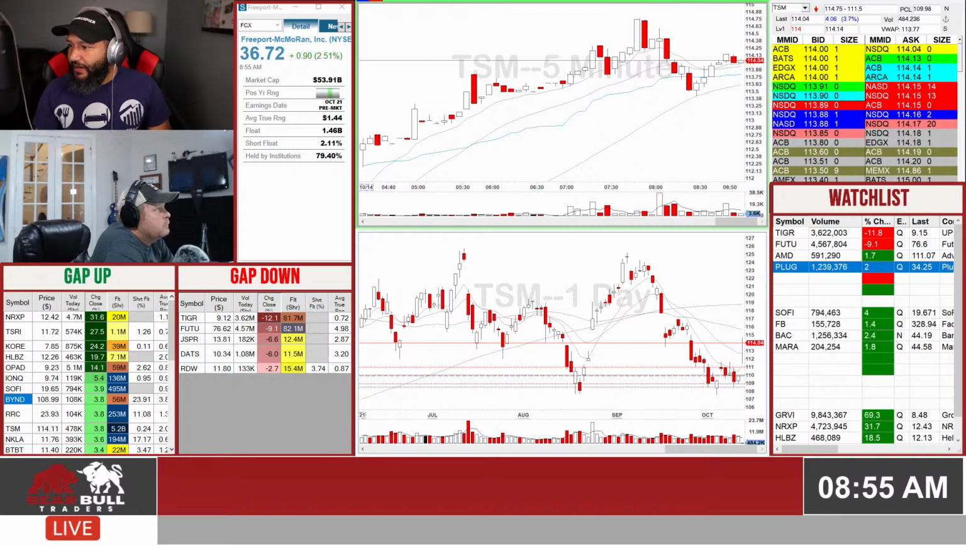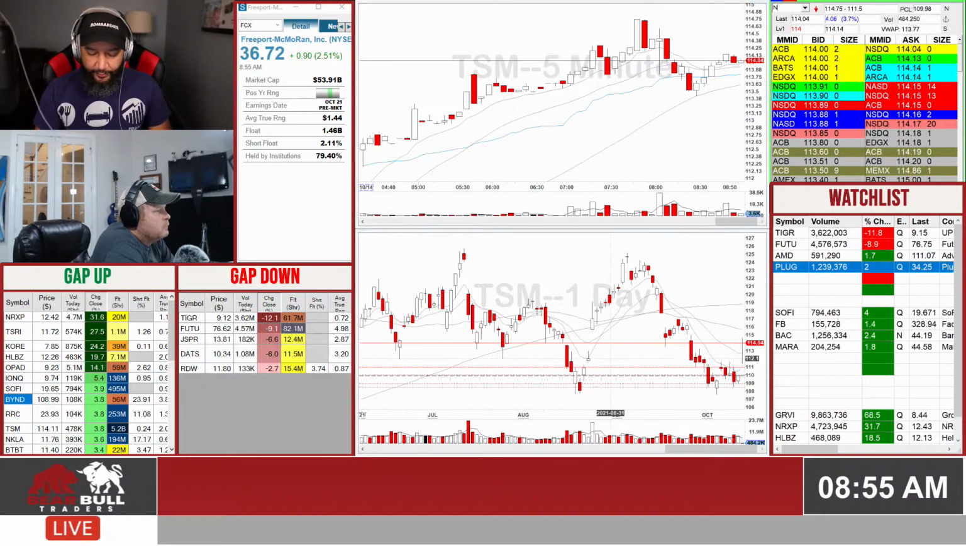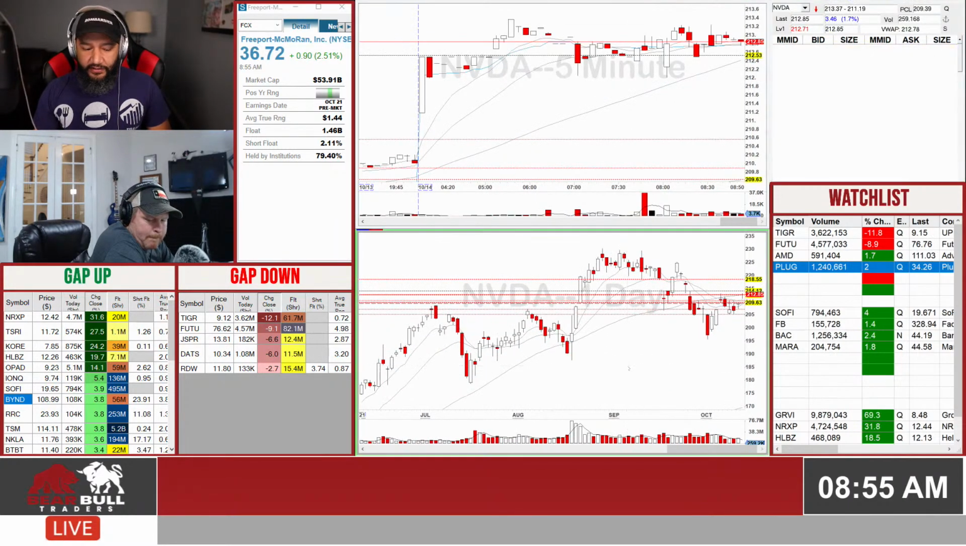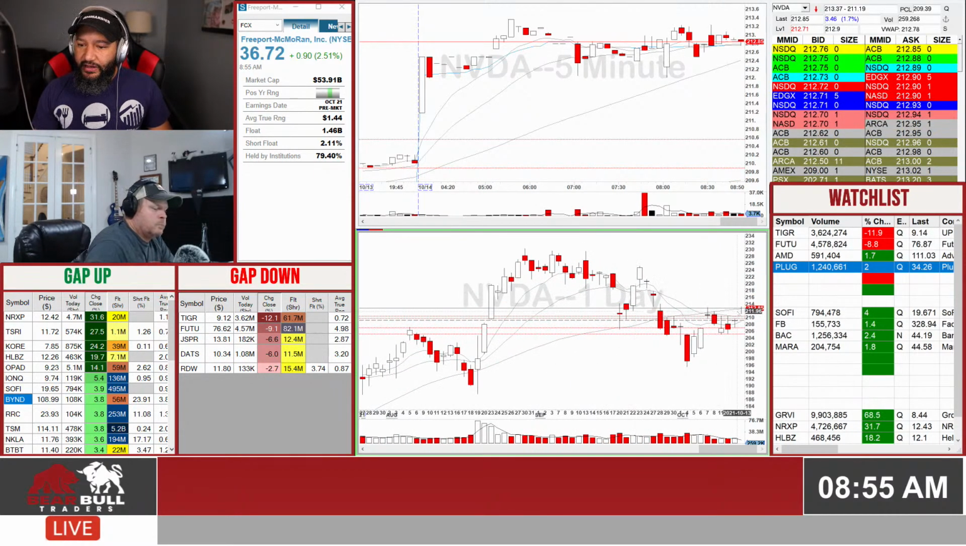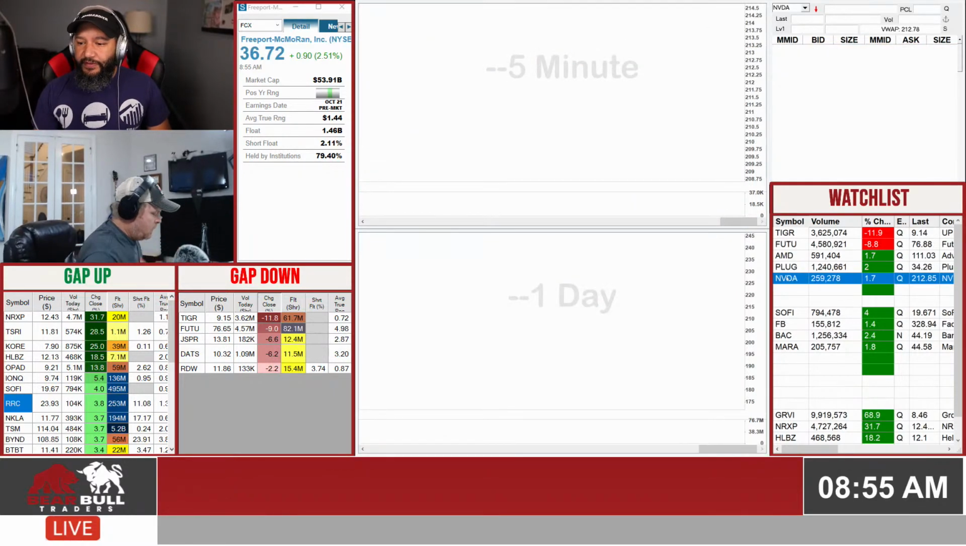AMD, we have MERA as a possible. I saw a lot of you guys putting out NVIDIA. Let's take a quick look there. I don't see anything overly exciting besides a possible breakout, right? So we can put it on here. We got a little bit of space for NVIDIA.